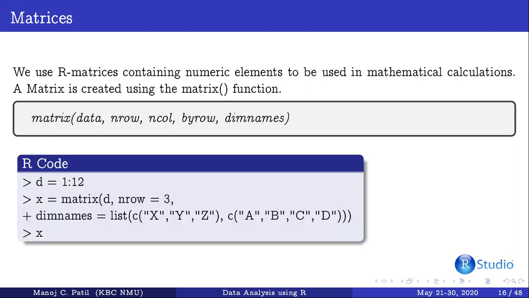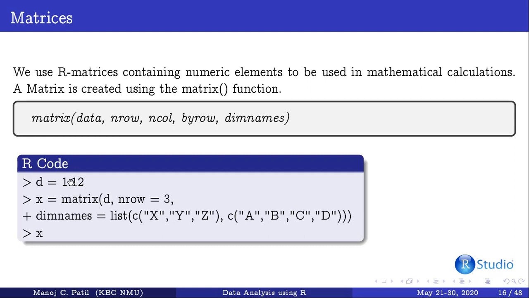Let's take an example. Take the elements 1 to 12, which will generate 12 numbers. Now we have to arrange the 12 numbers in matrix form. So we use matrix, with data d and nrow. If there are 12 elements and the number of rows is 3, then obviously the number of columns is 4. No need to mention it in the command, R will understand it directly.